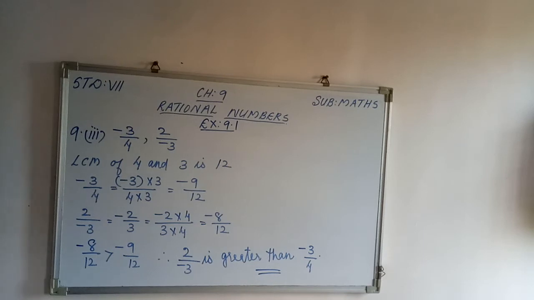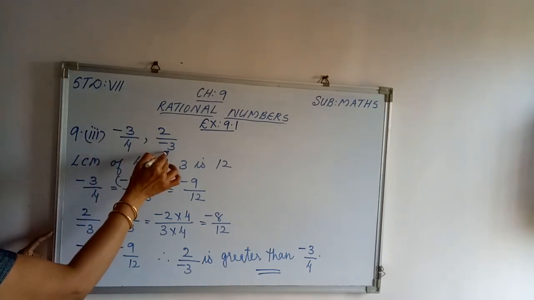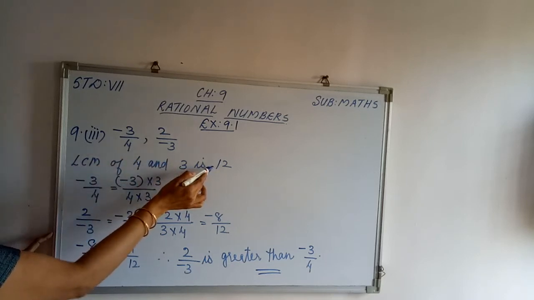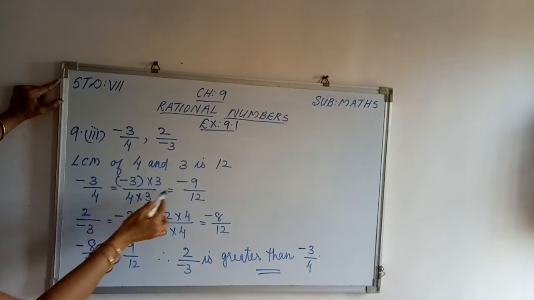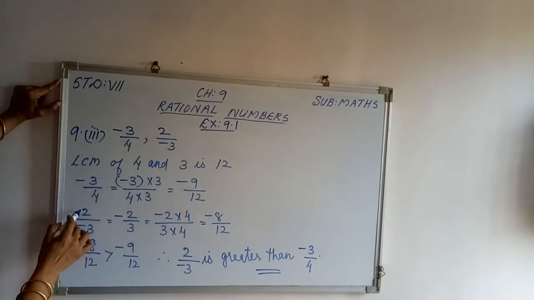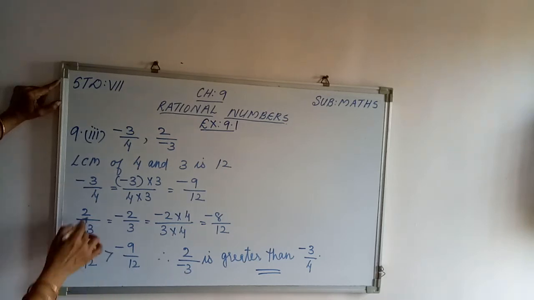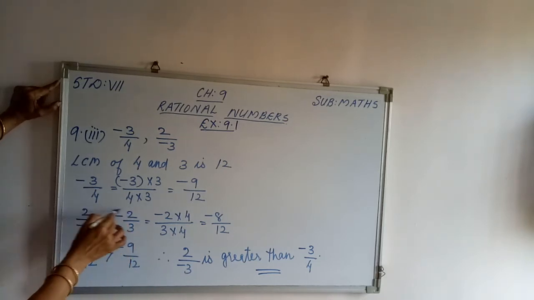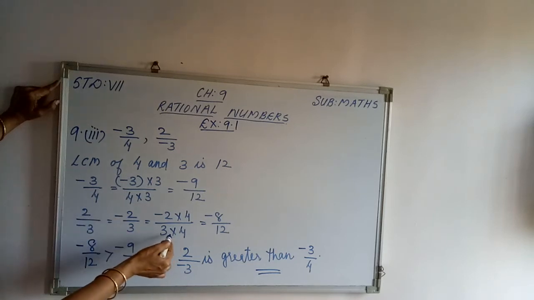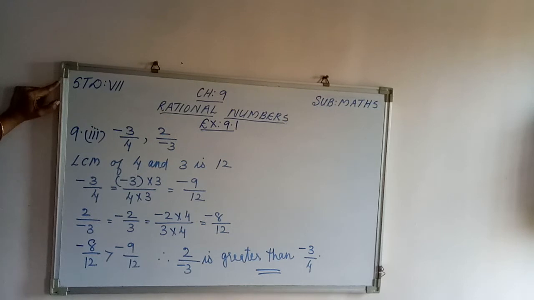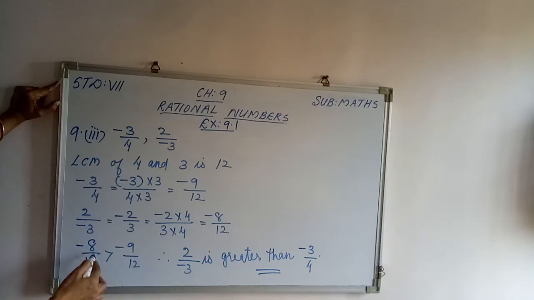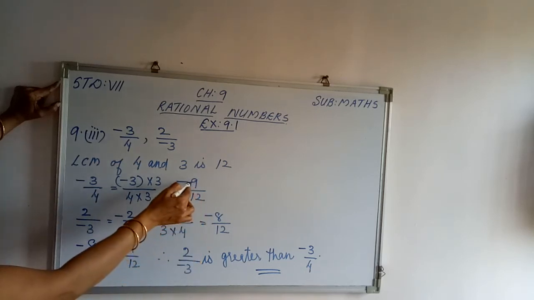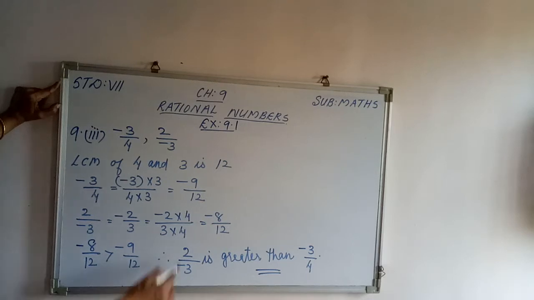Third one, minus 3 upon 4, 2 upon minus 3. LCM of 4 and 3 is 12. So minus 3 upon 4 is equal to minus 3 into 3 upon 4 into 3, we get minus 9 upon 12. 2 upon minus 3: when you multiply by minus 1 on both sides, we get minus 2 upon 3. So here also multiply by 4, we get minus 8 upon 12. Now denominators are the same, compare the numerators. Minus 8 is greater than minus 9. Therefore, minus 8 upon 12 is greater than minus 9 upon 12. We get 2 upon minus 3 is greater than minus 3 upon 4.